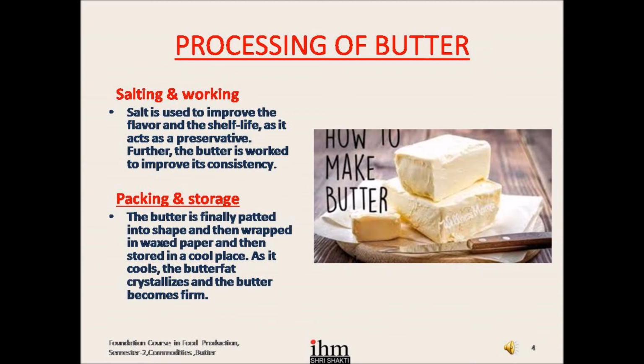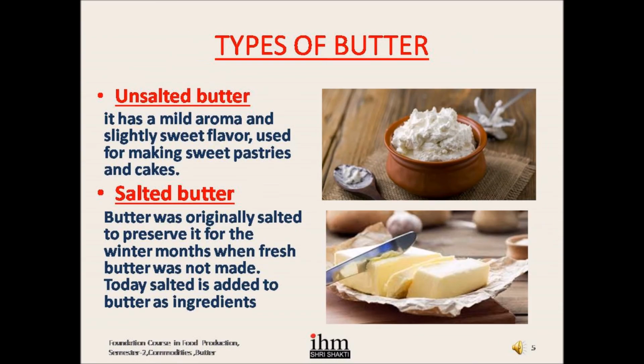Now let's talk about different types of butter. The first is the unsalted butter, which is also called the sweet butter. It has a mild aroma and slightly sweet flavor, generally used for making sweet pastries and cakes.